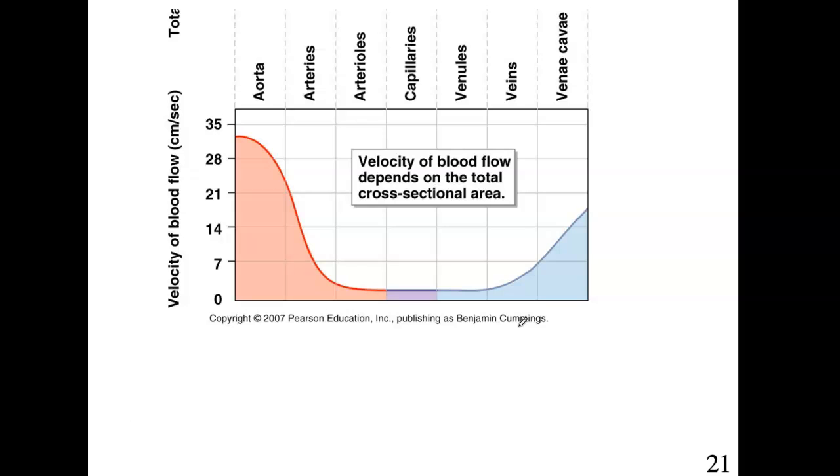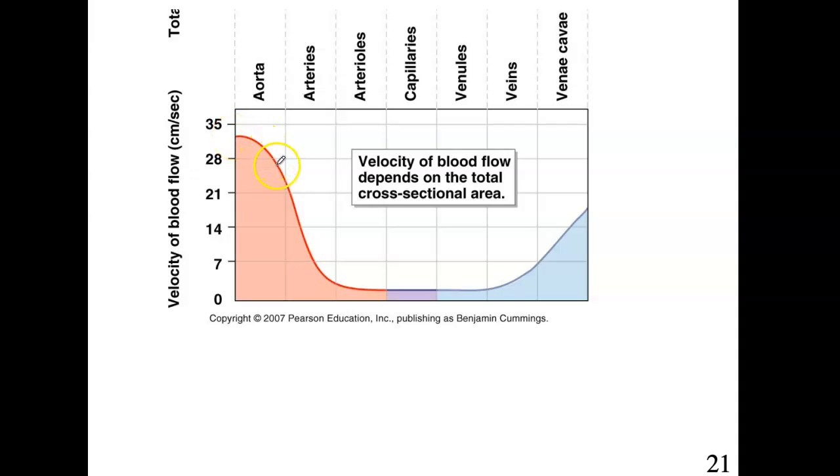So let's look at it in a graph. This would be the velocity of the blood flow in centimeters per second. How many centimeters it's flowing per second? And you'd want to look at that in the order: arteries, little arteries, capillaries, little veins, and then the vena cava. And you know that in the aorta, it's going around 30 centimeters per second.